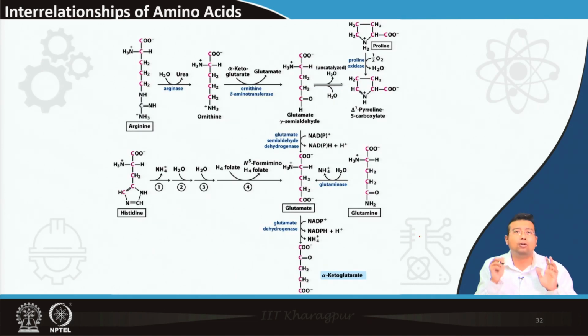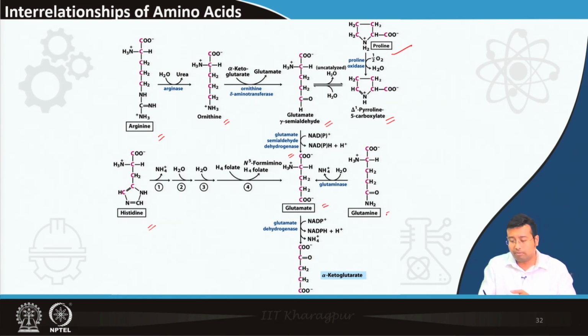So, finally, we look into the interrelationship of amino acids as we always do. So, we can see proline via formation of delta 1 pyrroline 5 carboxylate is converted to glutamate gamma semialdehyde, right. We already read that arginine via arginase is converted to ornithine and ornithine can be transaminated to form the same semialdehyde. That semialdehyde is ultimately converted to glutamate by a dehydrogenase enzyme. We have also read that histidine by multiple steps is converted to glutamate.